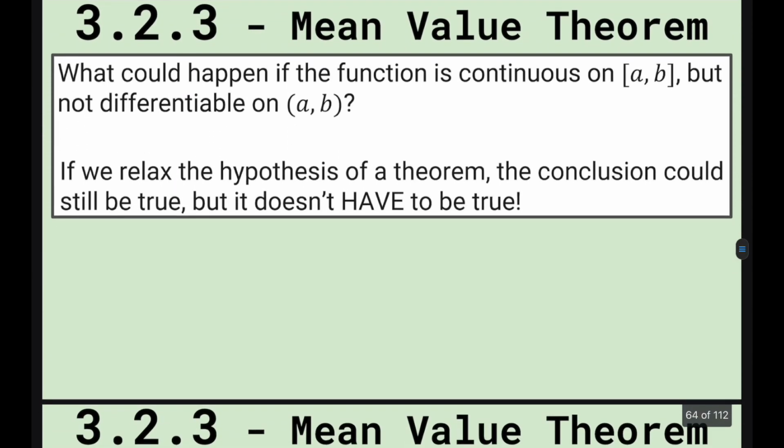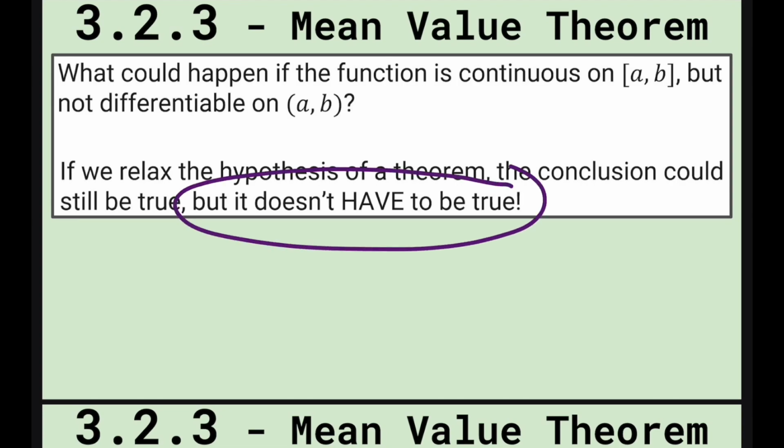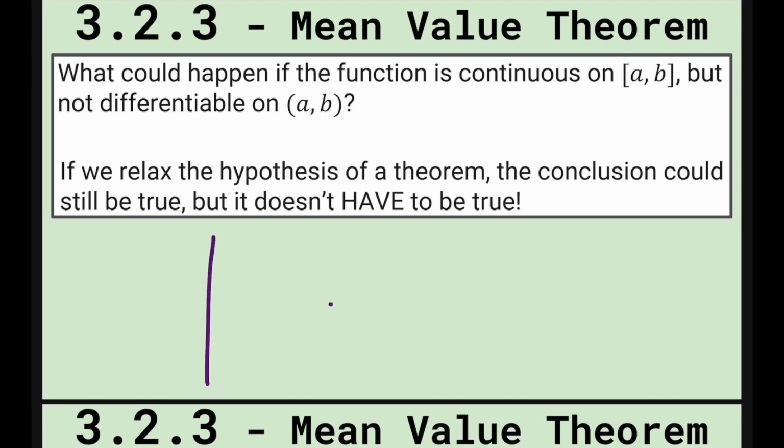Now it says, what could happen if the function is continuous but not differentiable? If we relax the hypothesis of a theorem, the conclusion could still be true, but it doesn't have to be true. That's the main thing that this is talking about here. So what I'm going to do is actually draw an example of what this is talking about. The function is continuous from A to B. So here's A and here's B. It's going to be continuous but not differentiable, so I'm just going to draw something like this. And there's a sharp turn, so it's not differentiable from A to B, even though it is continuous from A to B.